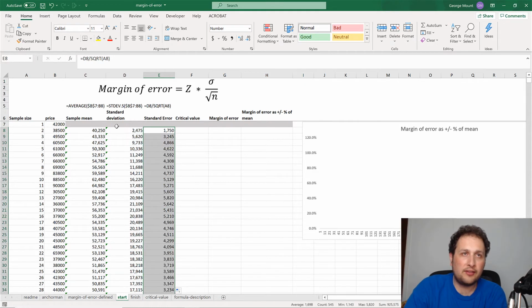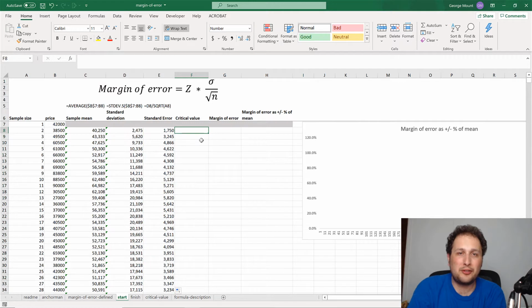You may notice that I've got this first row grayed out, and the reason I'm not calculating those is if we've only got one sample size, then it doesn't really mean anything to take something like a standard deviation. A standard deviation implies that you've got more than one data point. Otherwise, you're not going to have variance if you've only got one data point. So we just leave that blank.